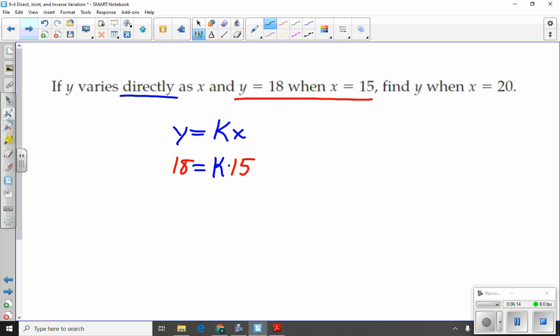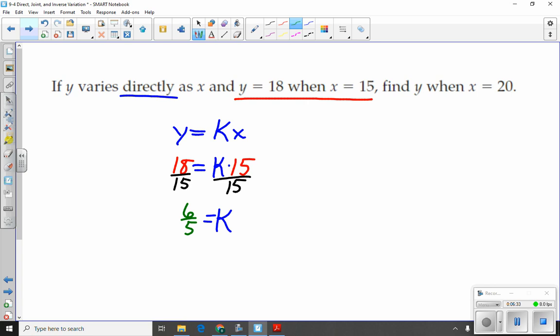So as I look at this and go to solve for k, I know I can divide by 15 on both sides, and that leaves my k all by itself. That leaves me 18/15. So I'm going to reduce this to 6/5 as my k.